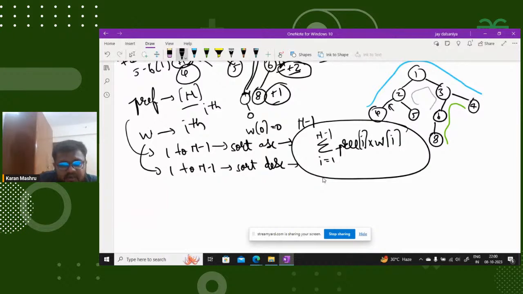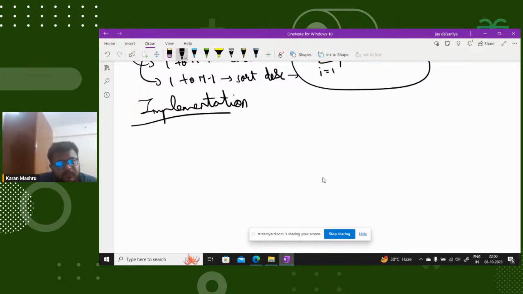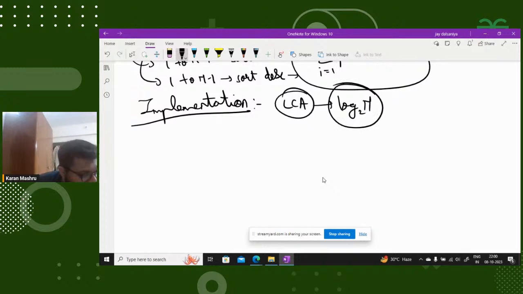Is this much clear? Now the question arises of implementation, how we will implement it efficiently, right? So here comes the concept of finding the least common ancestor in log n time, log n base 2 time. This is a different concept. Okay, so we will be first looking at this.